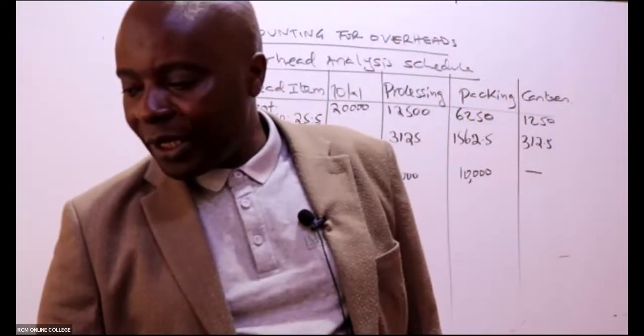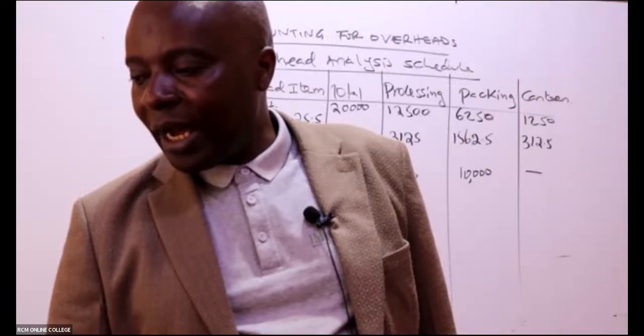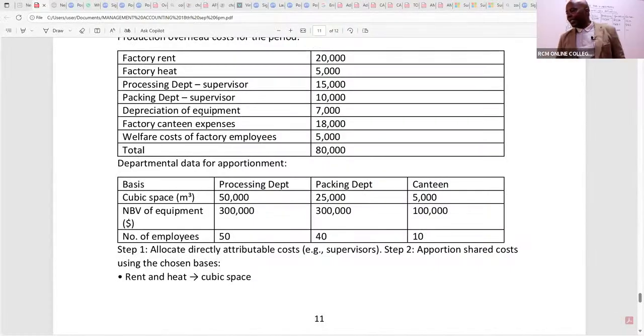So the next one here is called depreciation of equipment. Depreciation of equipment. I can see the figure is 7,000 and this is not allotted. So this one has to be apportioned.